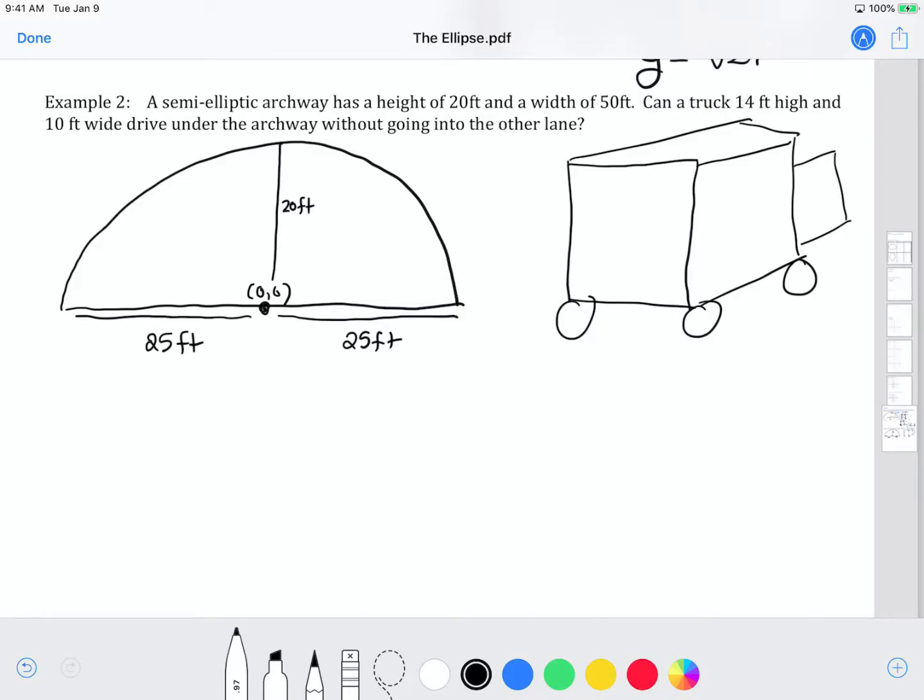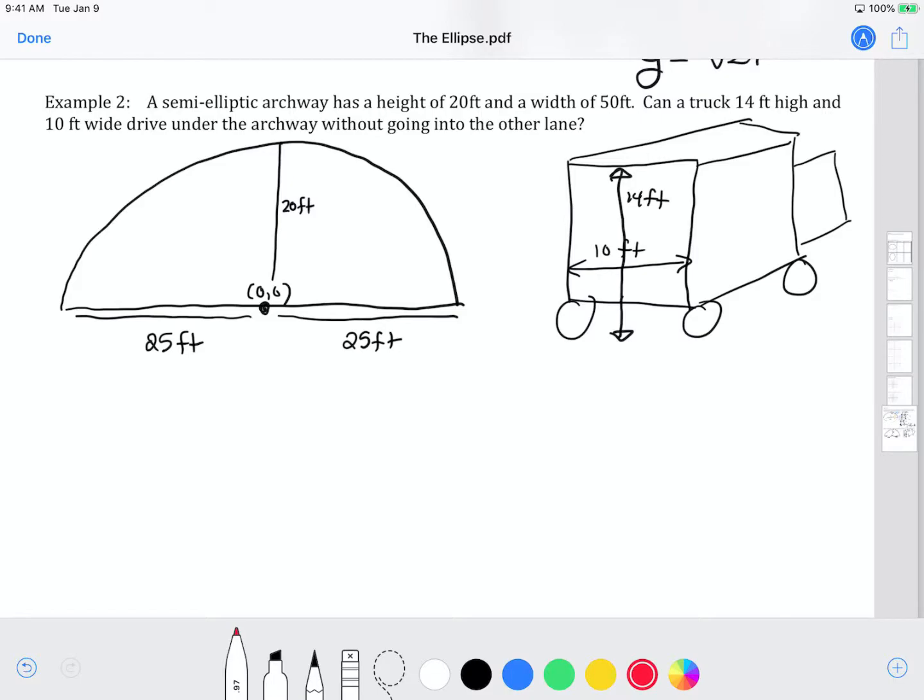Okay, and then it says the truck is 14 feet high and 10 feet wide, and that would be including the tires, 14 feet tall. So what we need to do is imagine that this truck is passing through this tunnel. And we want to see if it has to go in the middle or if it can stay in its own lane on the right-hand side.